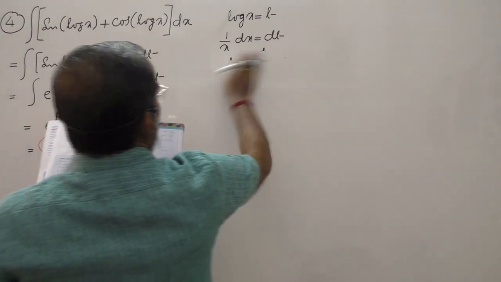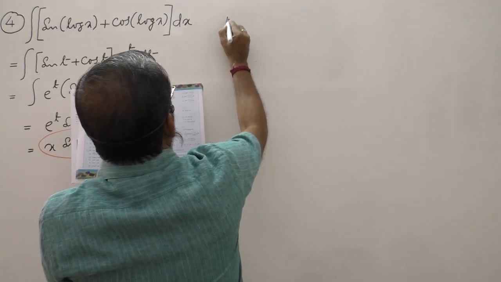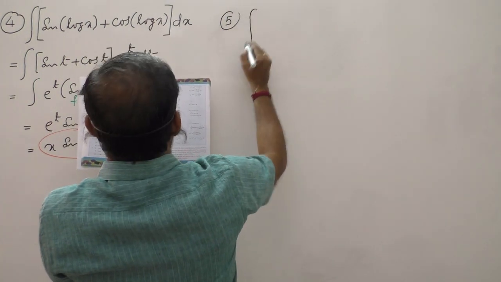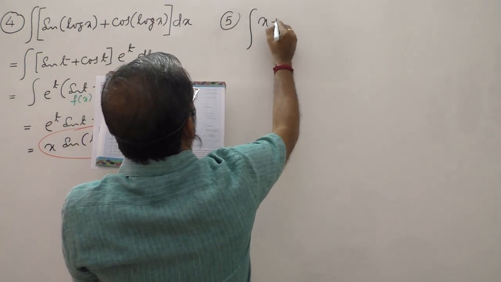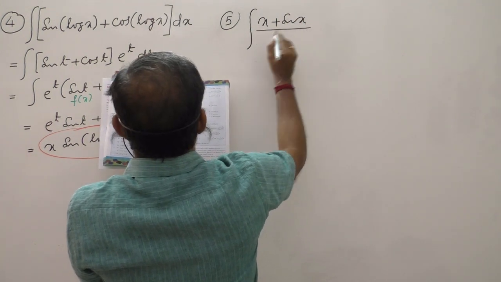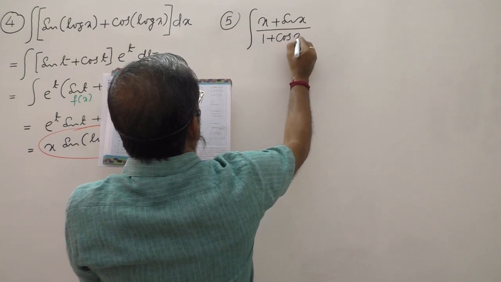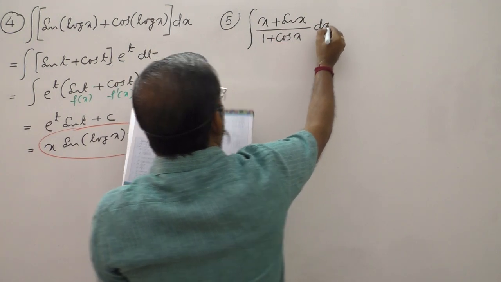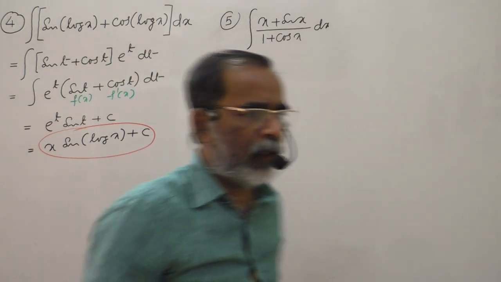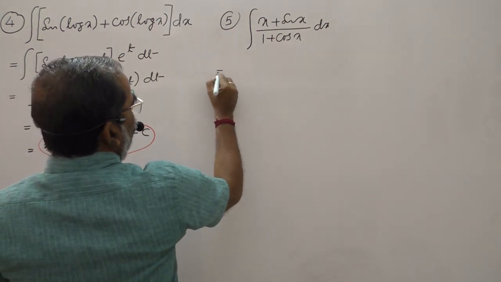See next question, question number 5. What is 5? Integral of (x plus sin x) divided by (1 plus cos x) dx. Yes, what is the integral of this? Let us see. Here this is not that much clear.